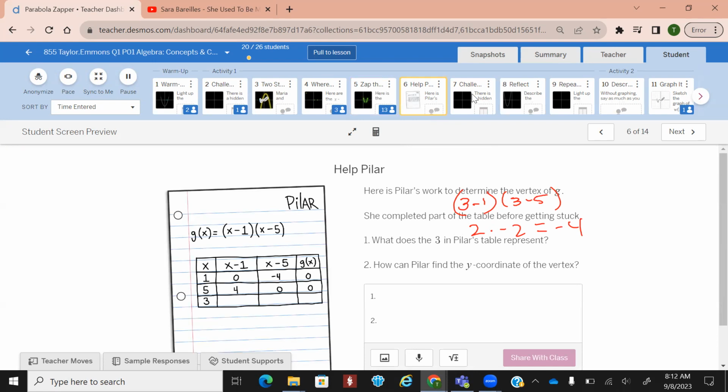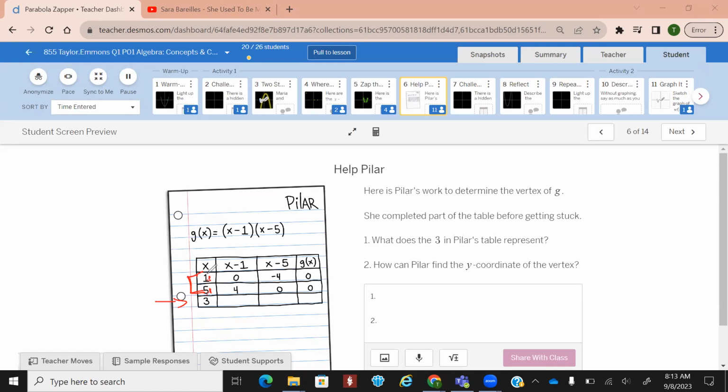Okay. I don't even know how to say this person's name. Here is Tyler's work to determine the vertex of G. She completed part of the table before getting stuck. What does the 3 in the table represent? And how can you find the y coordinate of the vertex? What does the 3 represent here? The x-intercept. Here are the x-intercepts. So it's between 1 and 5.